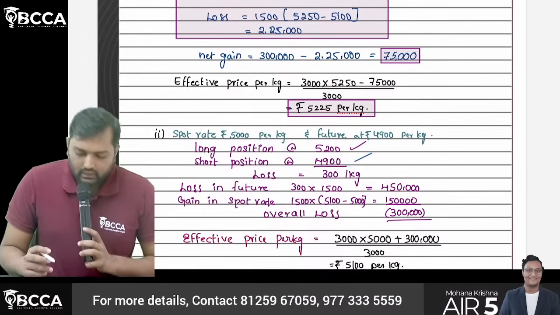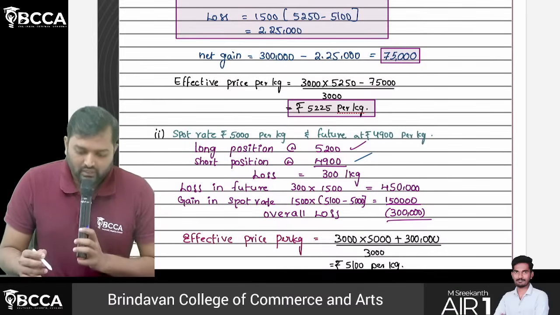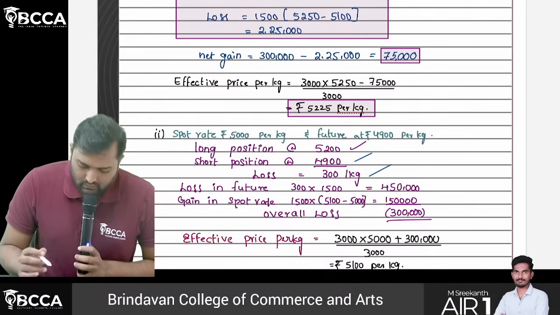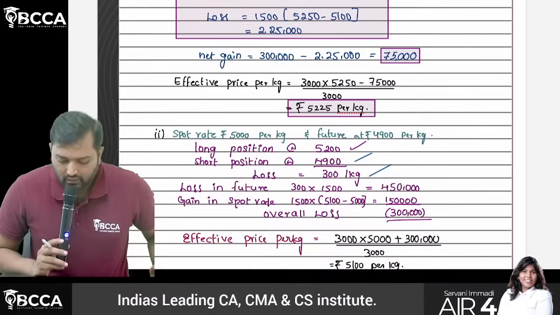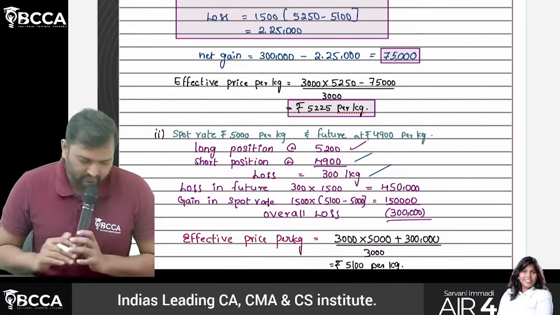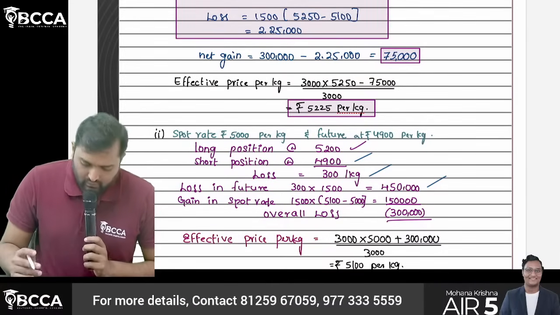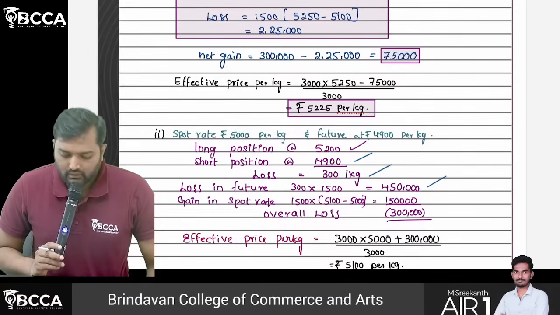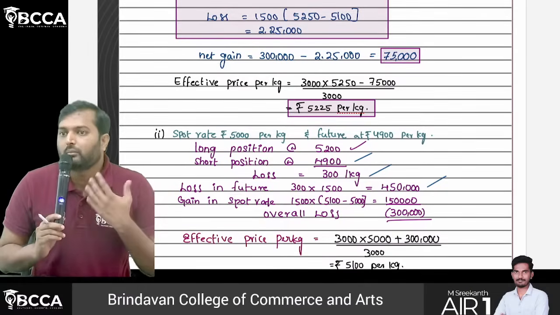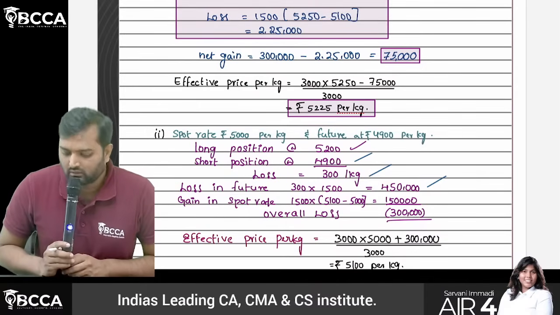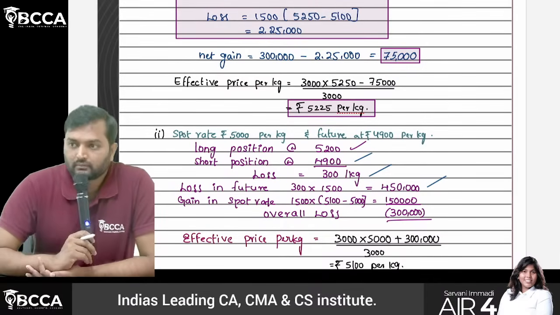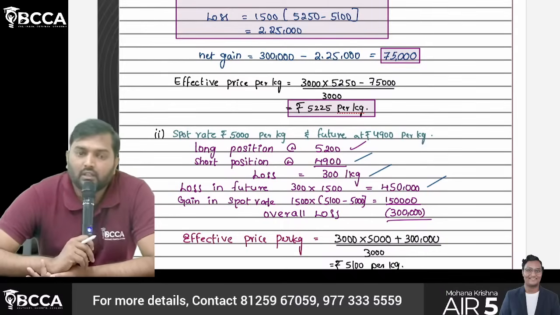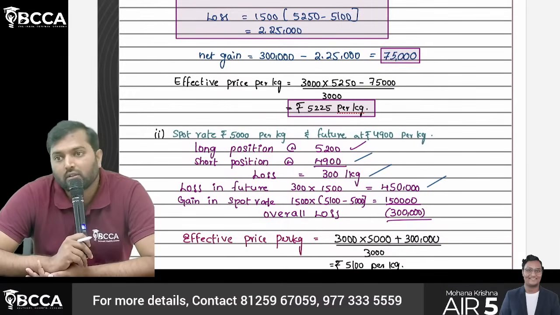To close the contract, take a short position at the rate of 4900. Loss 300 rupees per cage. So the loss in futures is 4,50,000. What about the gain in the spot market? Gain in the spot market means if you had purchased this silver in spot, the amount you might have spent is 5,100. But what is the spot rate on maturity? 5,000.